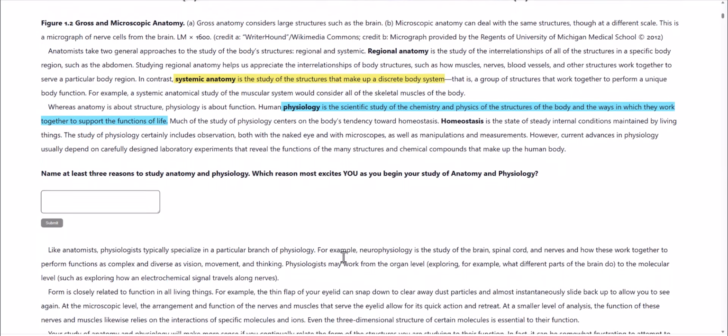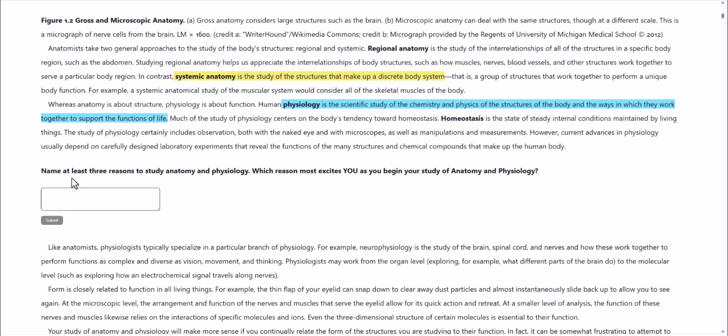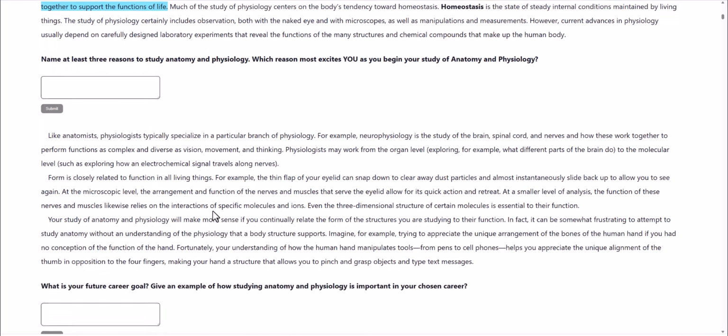Now, as we travel through the book, you're going to see a few fill in the blank sort of questions. These are for you to stop and pause and think. So, for this example, what are 3 reasons to study anatomy and physiology? And which one of those most excites you as you begin your study? So, just jot that down and submit that, and that will be there for you to reflect upon as you go back and study.